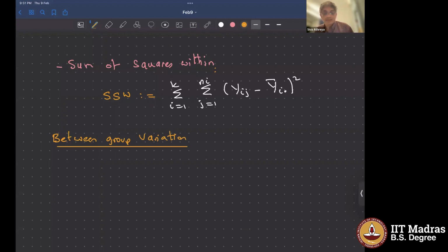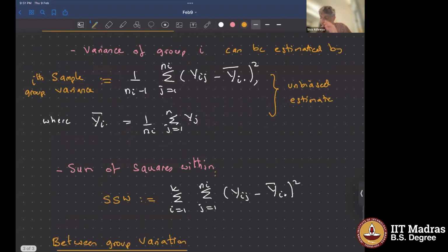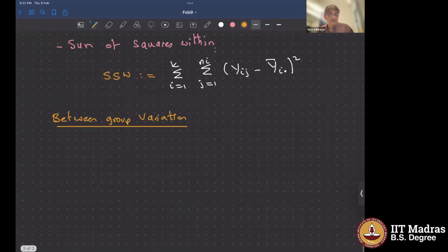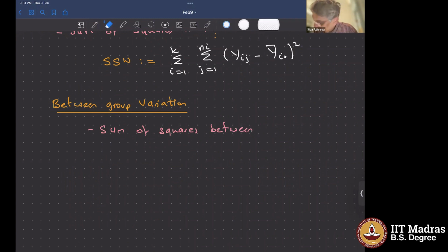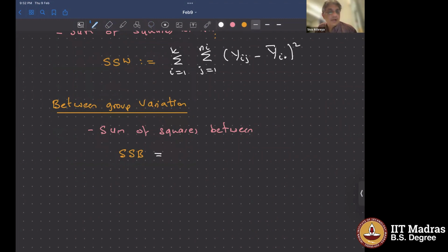So how do I understand that? I have to go across groups to understand what the between group variations are. So for this, there's something called sum of squares between. So I'll call that sum of squares between. That's like SSB. I'll call it SSB. So the sum from i equal to 1 to k, so sum of all groups.